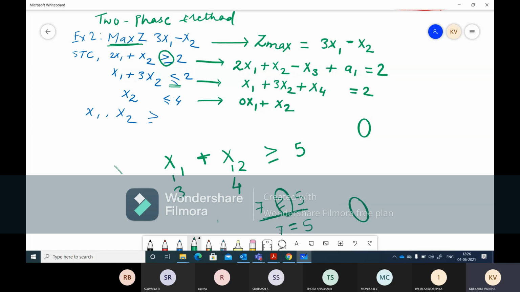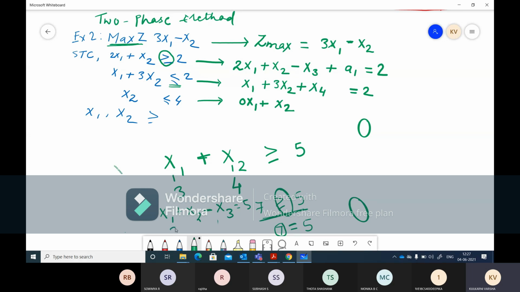So there is an extra 2 over here. That should be removed, right? Now as it is greater than 5, we need to subtract it. That's why we'll do x1 plus x2 minus a surplus variable, because it's a surplus, it is extra. So we'll subtract x3 equal to 5.